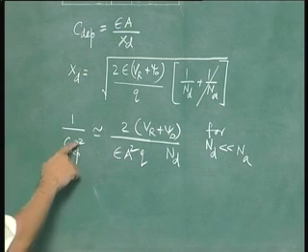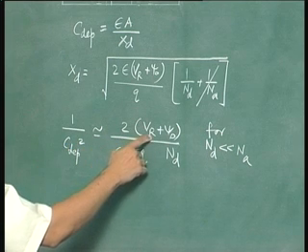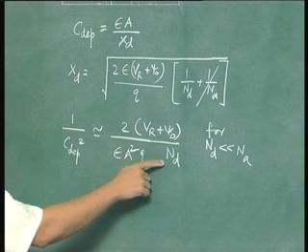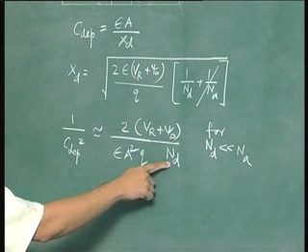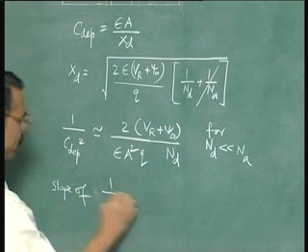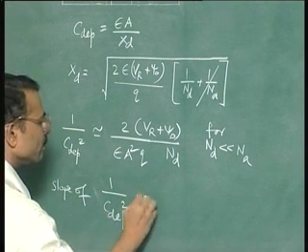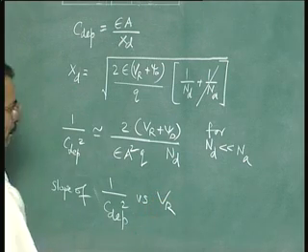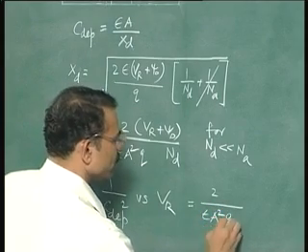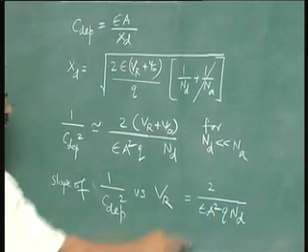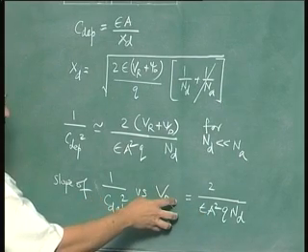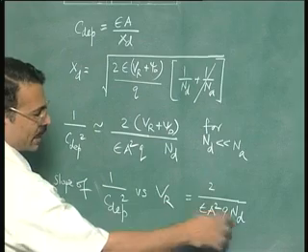So what we find from here is 1 by C depletion square versus the reverse bias Vr is a straight line whose slope gives you Nd. Okay? So the slope of 1 by C depletion square versus Vr is equal to 2 by epsilon A square Q Nd. So if you know the area A and you measure the 1 by C depletion square and plot it as a function of Vr, then you can get the Nd.